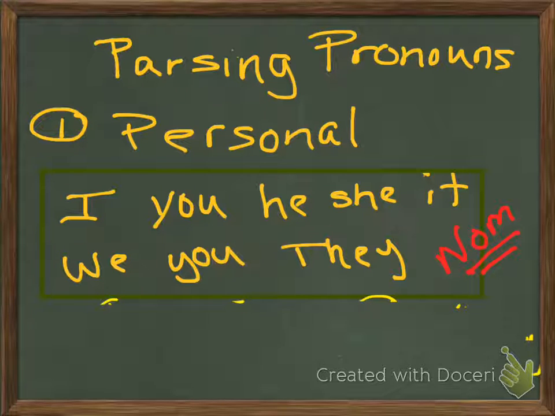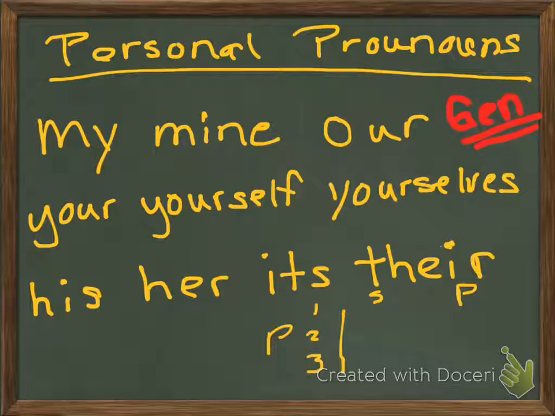So, personal pronouns in the nominative case, nominative meaning subject, and I've grouped them here on the board, and as you can see, the top is the singular, and the bottom is the plural. I, you, he, she, it, we. Again, you can be either singular or plural, so it's stated twice, and they. Okay? The next case is the genitive case.